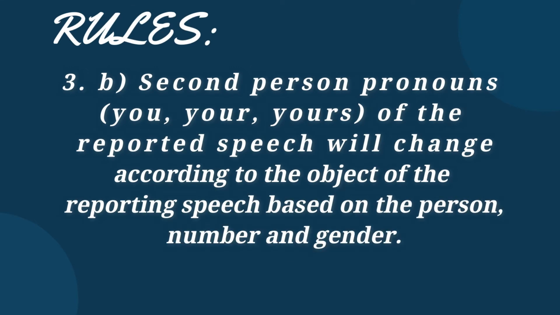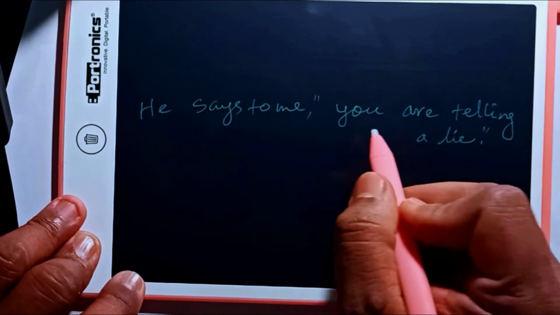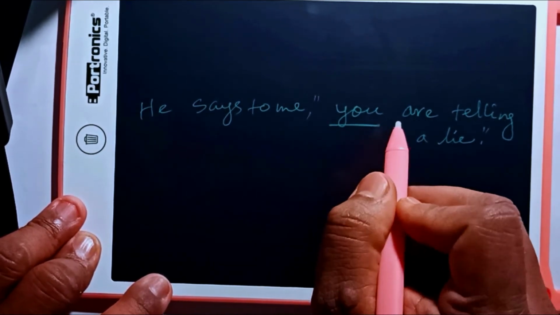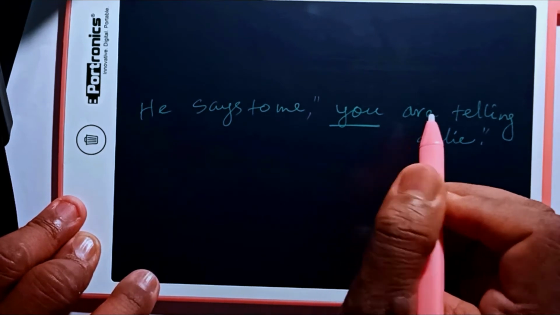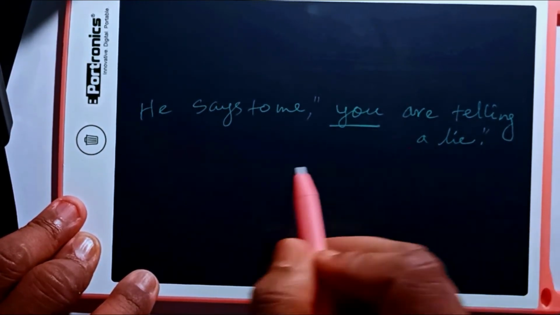Second person pronouns, that is you, your, yours, of the reported speech will change according to the object of the reporting speech based on the person, number, and gender. As we are talking about the second person pronoun in the reported speech, let's see: He says to me, you are telling a lie.